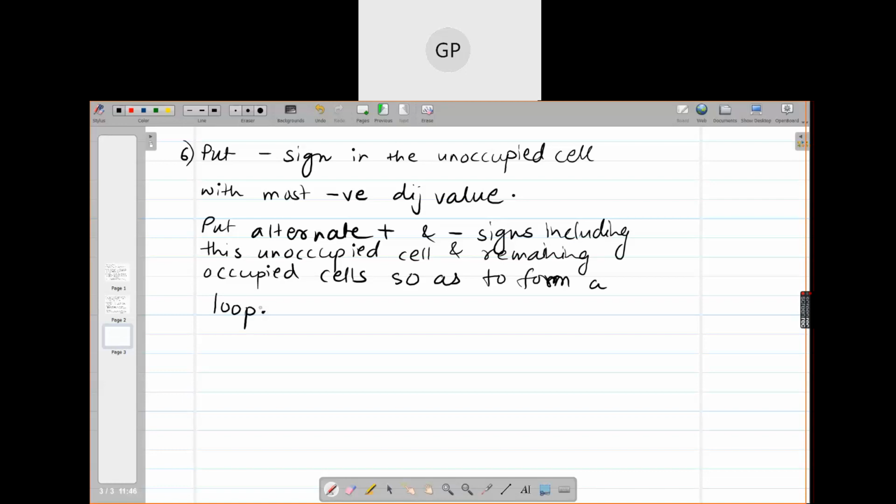So what you have to do when you calculate all Dij's, and if you find that at least one Dij is negative, consider that particular unoccupied cell, and around it, you have to choose occupied cells so that you can form a loop using this one unoccupied cell and the remaining occupied cells. And we have seen what is a loop yesterday. You remember that? How to form a loop?